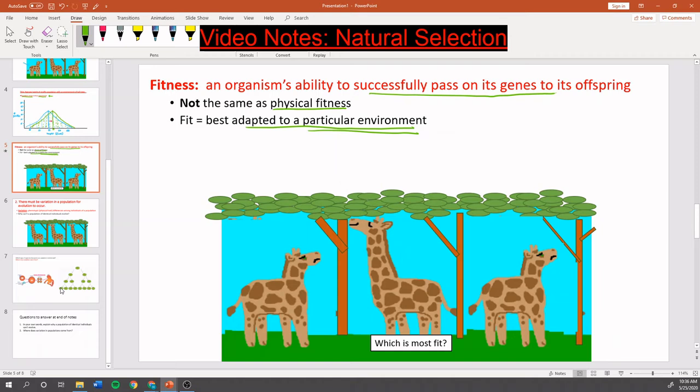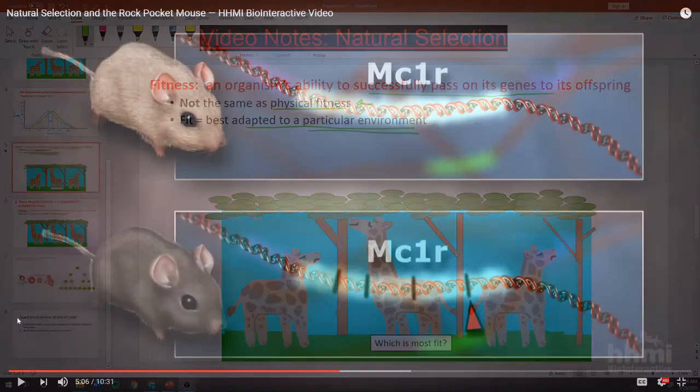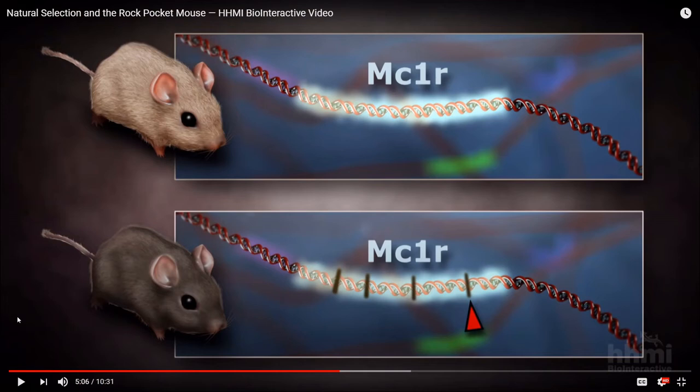So when I say it's not the same as physical fitness, it's not always, right? Maybe the fastest zebra is going to escape better from a lion, so fast is actually the best adaptation, but fitness could also be something like camouflage, right? So I'm going to have you guys watch this video about these mice, which is really, really interesting and really simple evolution.